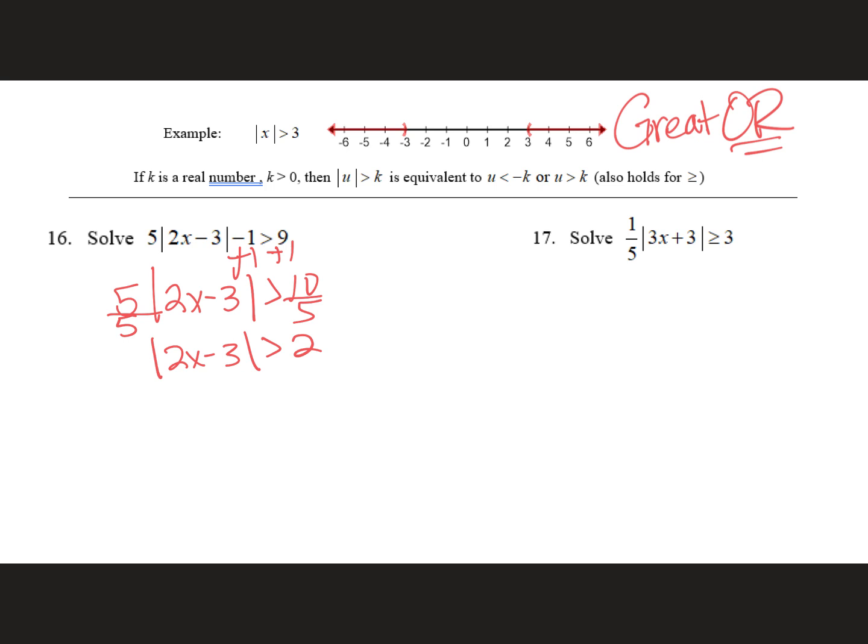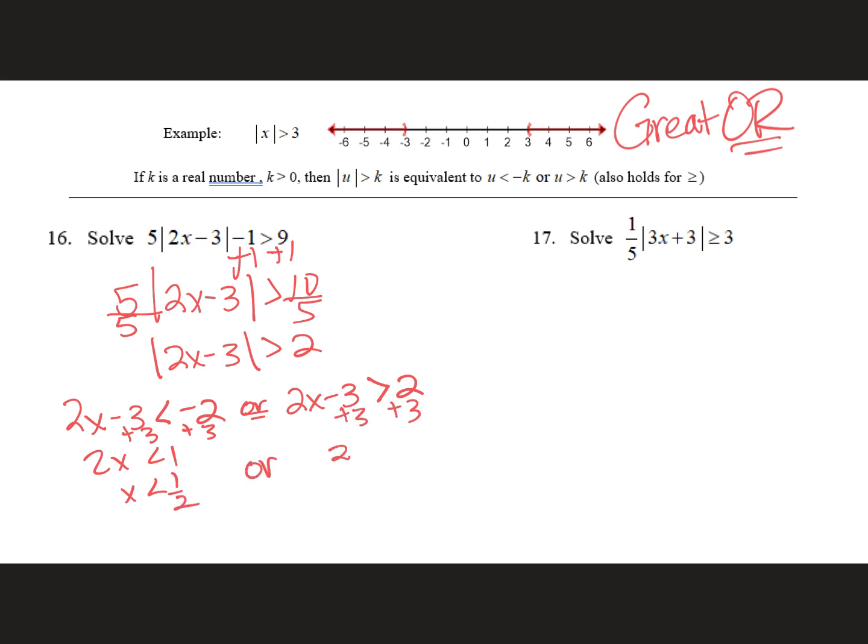Now that I've got it solved for, I see that it's greater. So I'm going to say that 2x minus 3 is less than negative 2. That's going off to the left. Or 2x minus 3 is greater than 2. Again, stressing that or. Solve each one of these. So plus 3. 2x is less than 1. So x is less than 1/2. Or plus 3, plus 3. 2x is greater than 5. So when we divide by 2, x is greater than 5/2.